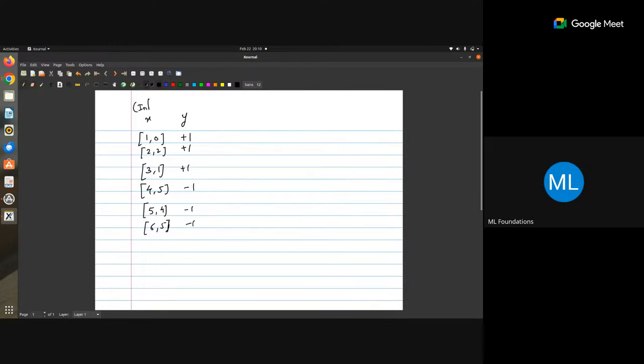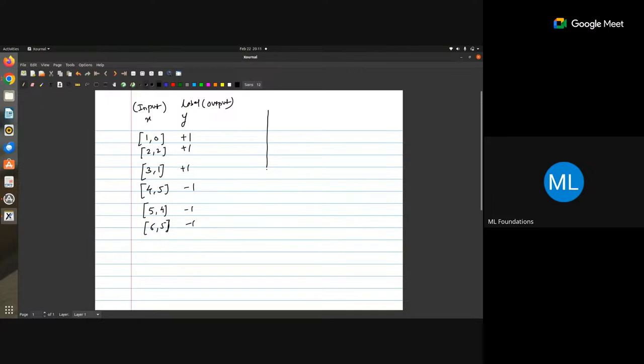X is the input, and this is the output, or the label. So this is a data set where the input has how many dimensions? Two dimensions, right? Because it has two values, so it's two dimensional.